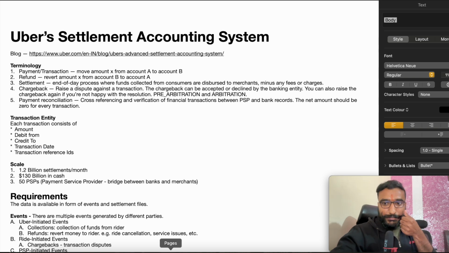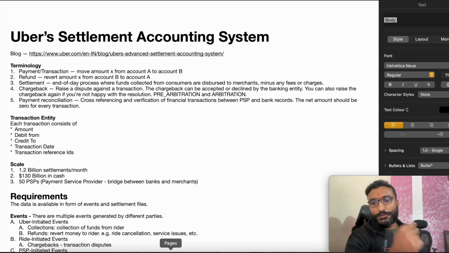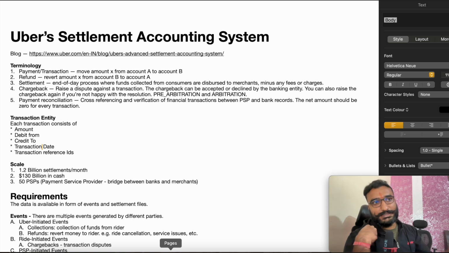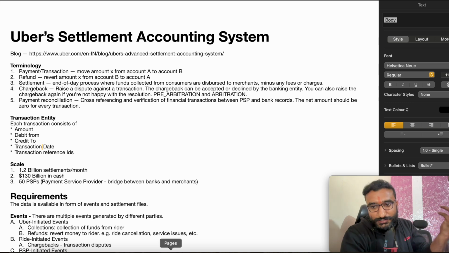What we mean by a payment. So payment is basically you are moving an amount from account A to account B. Okay. So let's say I am transferring amount 100 from my account which is in, let's say, SBI bank, and to your account which is in, let's say, SDFC bank account. So this is one particular transaction.